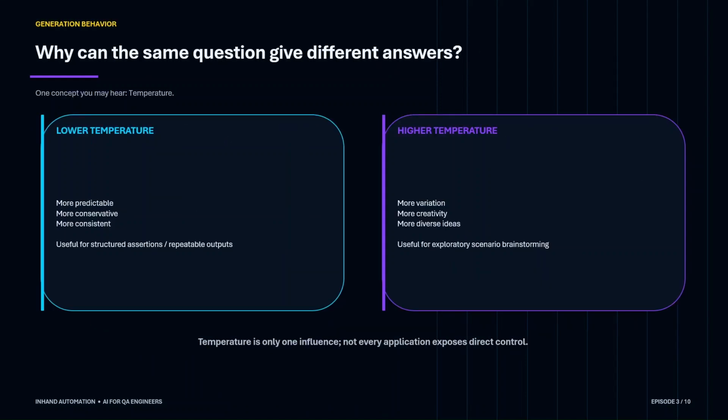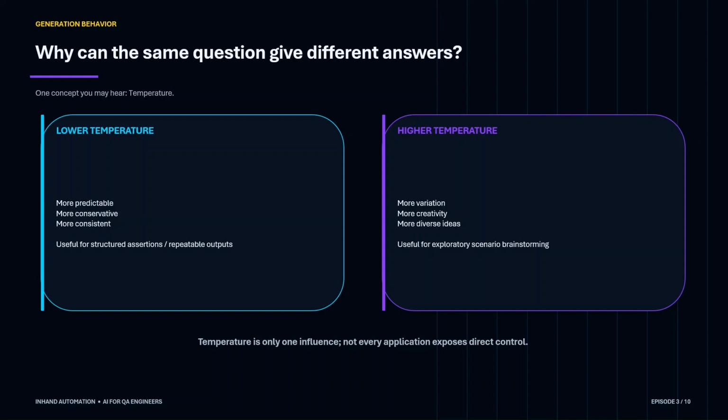So, what is temperature, guys? Let's understand the temperature in a simple way. Imagine if Rahul asks, give me a name for my new automation framework. There could be many reasonable answers. If we want the model to be more predictable and conservative, we generally use this setting that favors the most likely outputs. If we want more variety or creativity, we can allow more variation in generation.